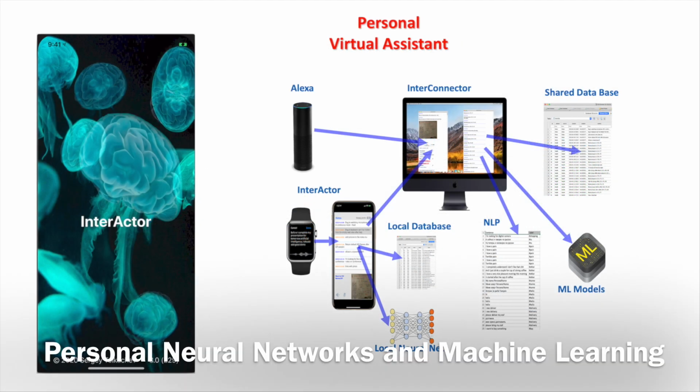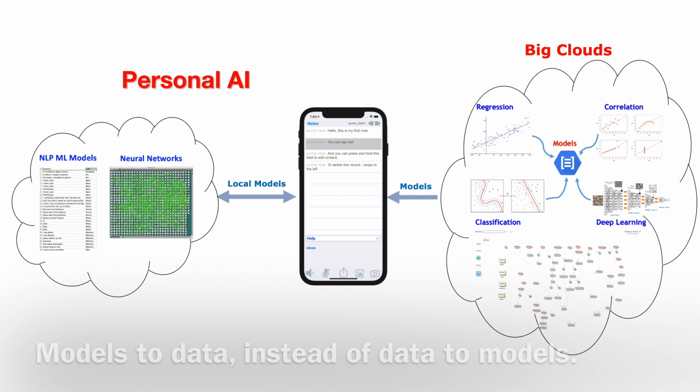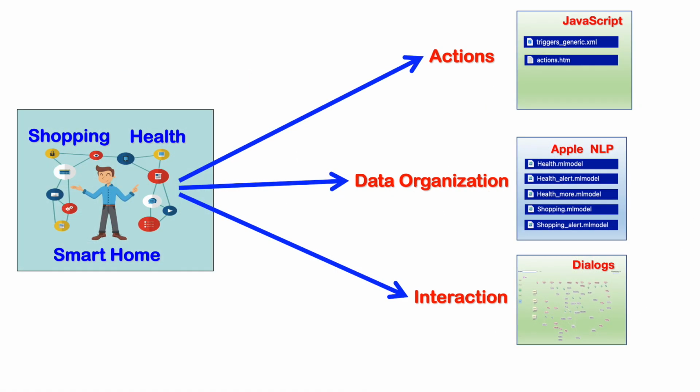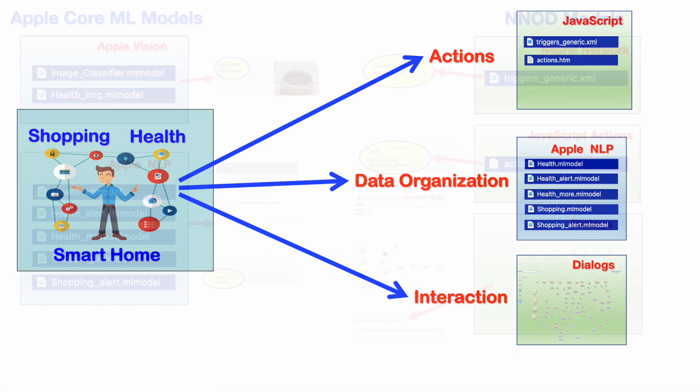InterActor uses artificial neural networks and machine learning to analyze and organize the data. InterActor loads models to data instead of sending data to models in the clouds. The practical use of personal AI is to organize data more efficiently, to help control devices in your smart home, and to interact with external service providers.